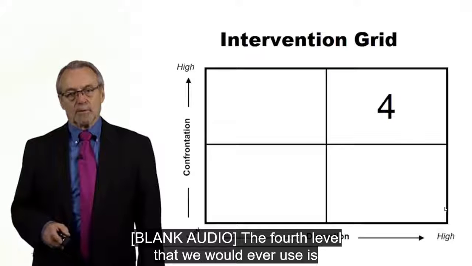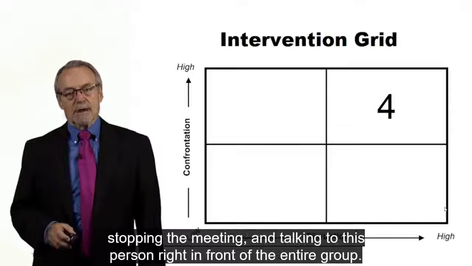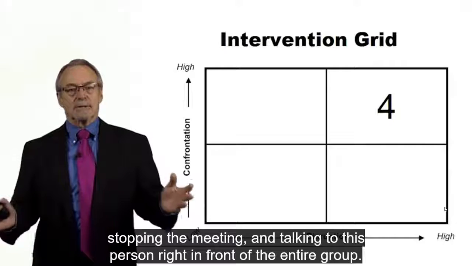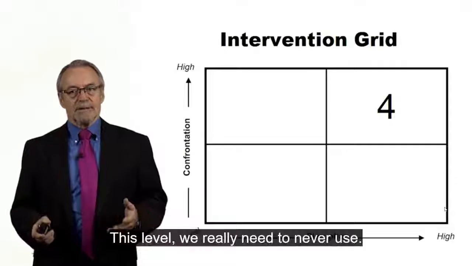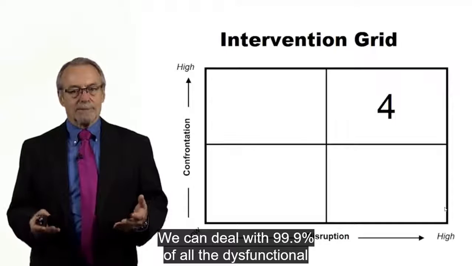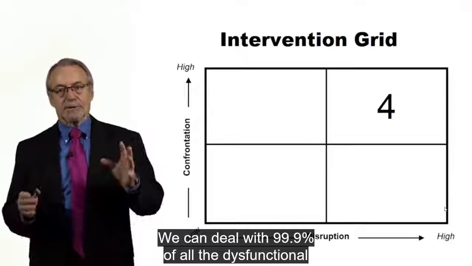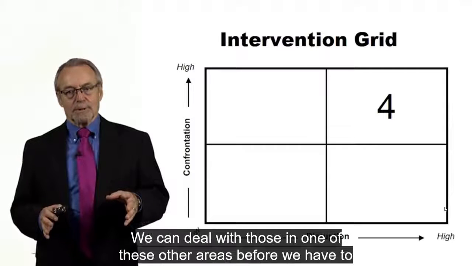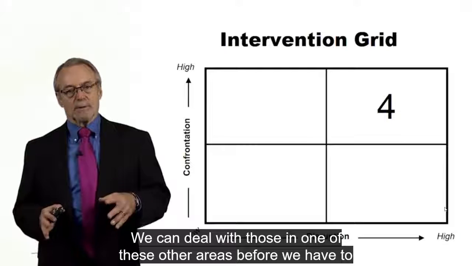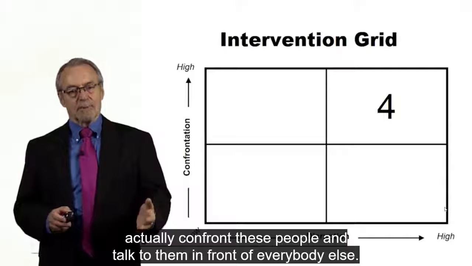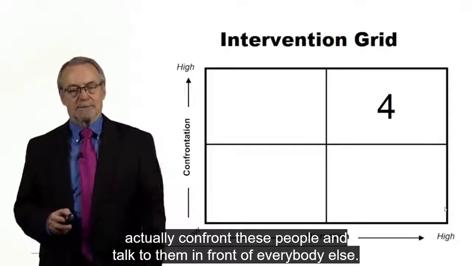The fourth level that we would ever use is stopping the meeting and talking to this person right in front of the entire group. This level, we really need to never use. We can deal with 99.9% of all of the dysfunctional, disruptive things that people do. We can deal with those in one of these other areas before we have to actually confront these people and talk to them in front of everybody else.